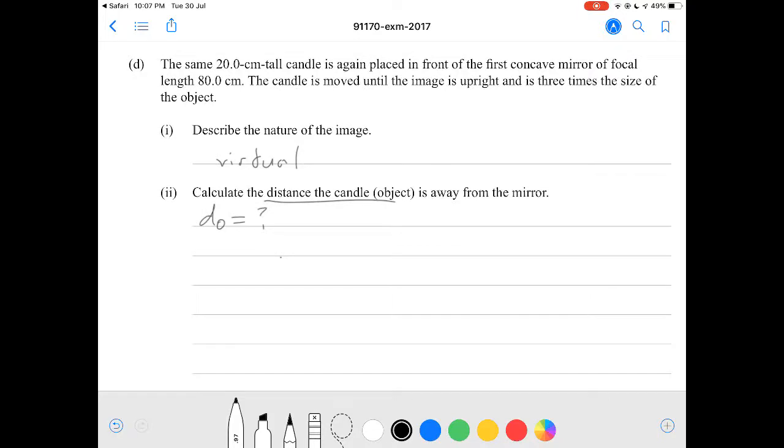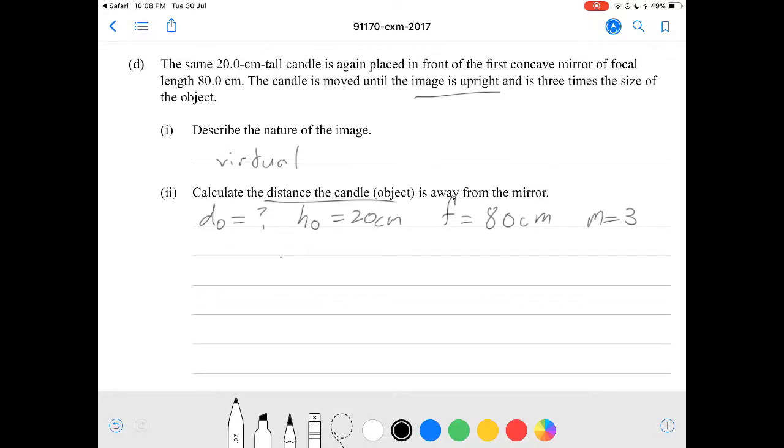We have our 20 centimeter tall candle, so our HO, height of the object, is 20 centimeters. Our focal length is 80 centimeters. And the image is upright, so it's virtual, and it's 3 times the size of the object, so magnification equals 3. And we need to find our DO. So in this question, we don't have a lot of information, so we're going to have to use substitution or simultaneous equations in order to find what our DO is.